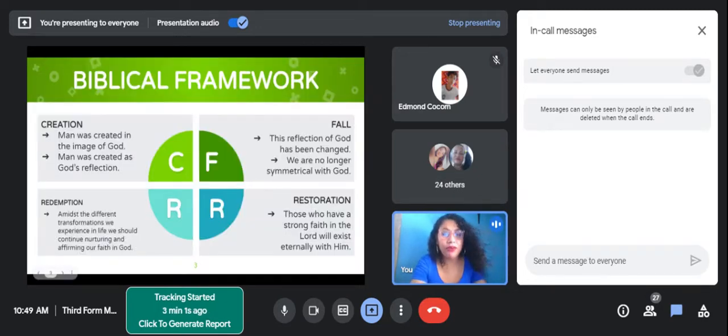The biblical framework: creation, fall, redemption, restoration. We talked about creation. We talked about the fall when our image was tainted by sin. When it comes to redemption, amidst the different transformations we experience in life, we should continue nurturing and affirming our faith. So we should turn our life around to that direction of redemption. And now when it comes to restoration, those who have a strong faith in the Lord will exist eternally in Him. And we want to link that to the translation that we're doing today.